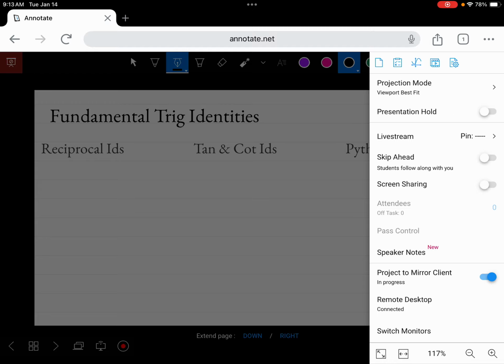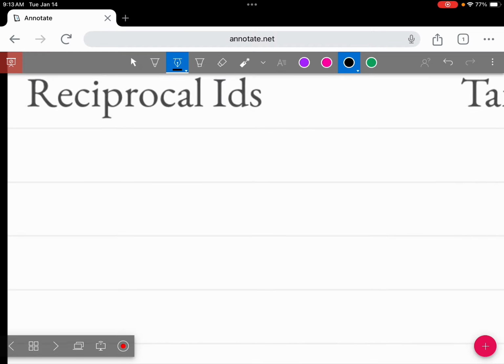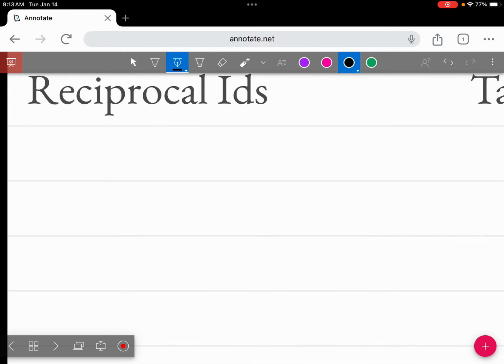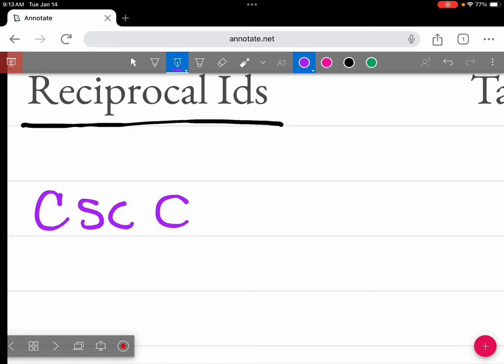So, make sure I've got this set to full page. There we go. That way I can zoom in to right and you can still see the whole thing. So when we're talking about our reciprocal IDs, or reciprocal identities, that's when we're thinking about cosecant of theta being the same thing as 1 over sine of theta. They're related to each other. They are partners, they are buddies.